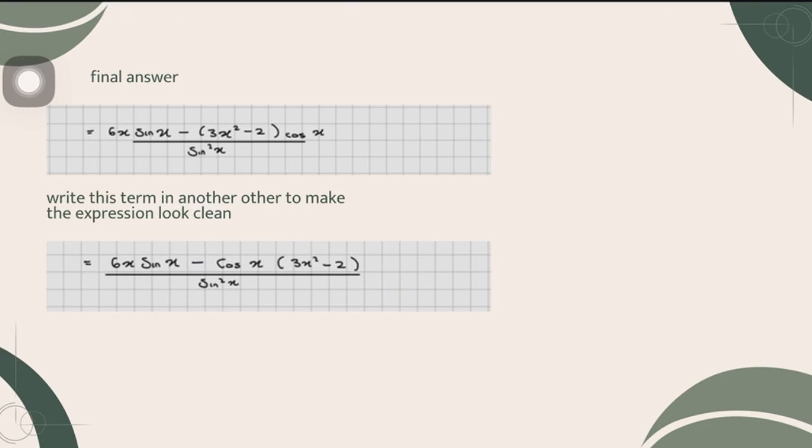We can write this term into another to make this expression look cleaner, and then it will be 6x sin x minus cos x, bracket 3x to the power of 2 minus 2, bracket, over sin to the power of 2 x.